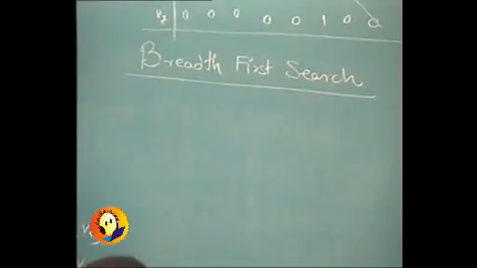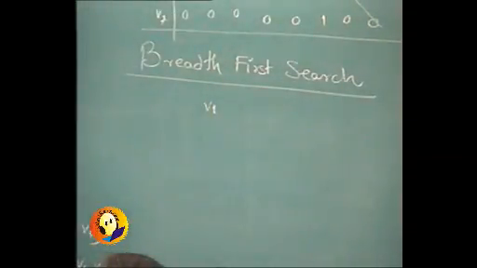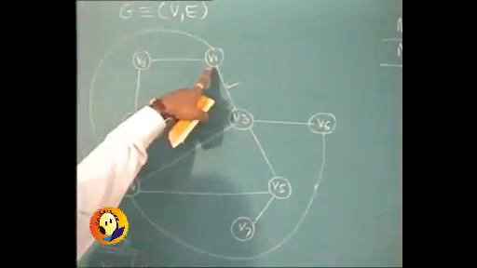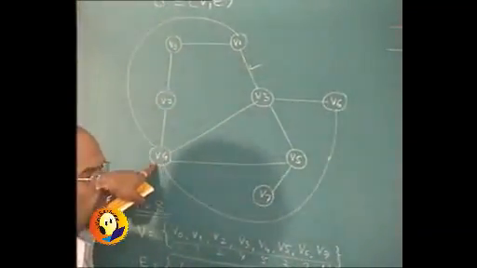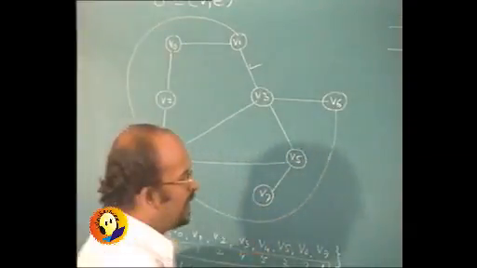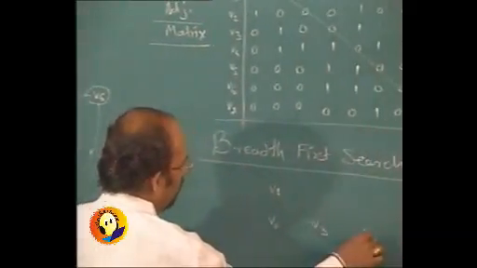Now in this case, let us start with some vertex, say V1. If I start with V1, I will have to mark all the vertices which are adjacent to V1. I will have to check all the vertices which are adjacent to V1, namely V0, V3 and V4, and they should be shown on the next level. So it will be V0, V3 and V4.